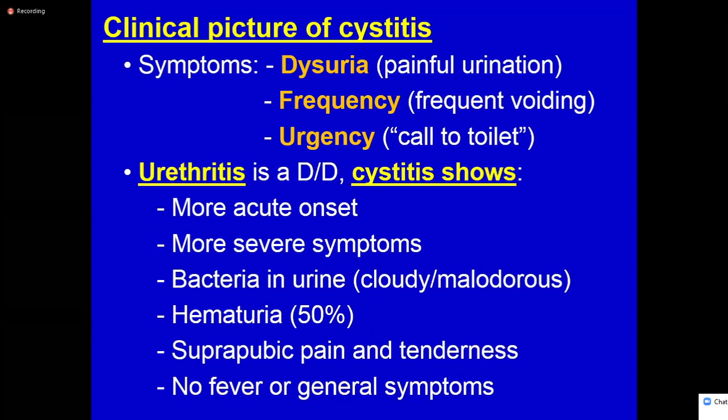Clinical picture of cystitis: the three main symptoms are dysuria, frequency, and urgency. What is the meaning of dysuria? Painful urination. The patient feels pain during urination. The frequency, that is to say frequent voiding, going to the toilet many times. Urgency, a call to the toilet, the patient cannot withstand even a few seconds.